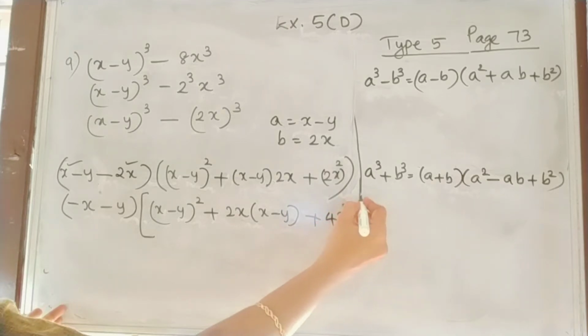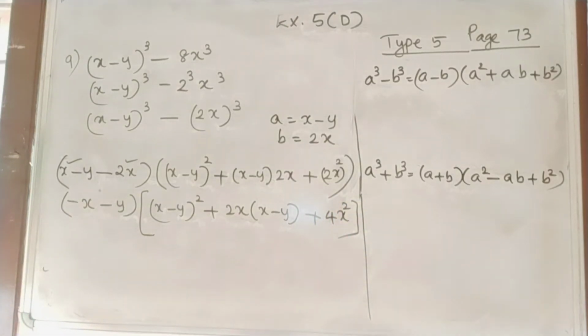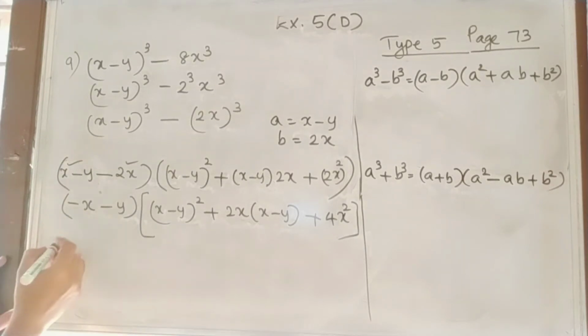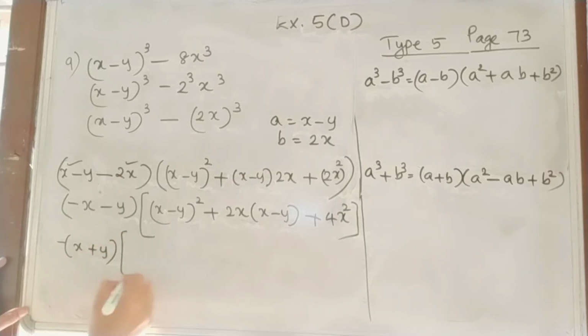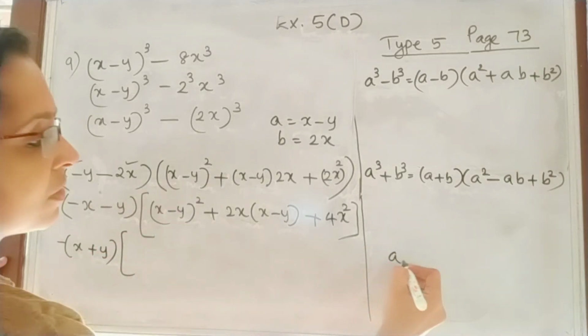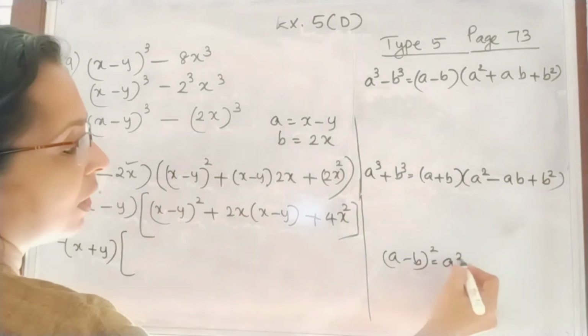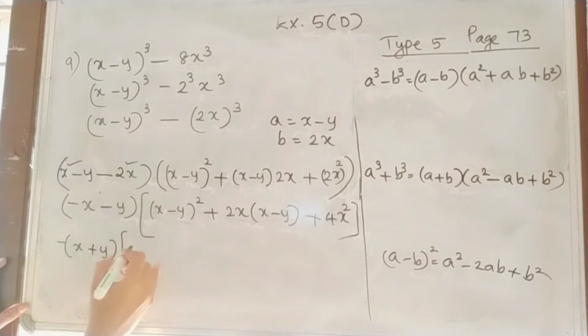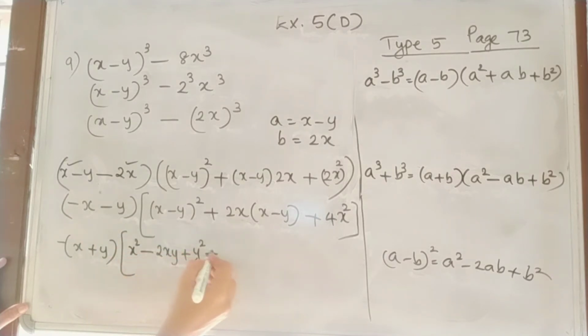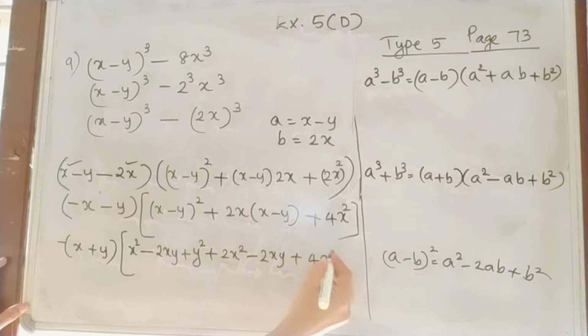which is 4x square. Okay. Then next step, you can take a negative common. So negative x plus y. Then expand this. A minus B whole square is what? A square minus 2AB plus B square. Same way, expand x minus y the whole square. It will be x square minus 2xy plus y square plus, change the bracket. So 2x into x, 2x square. Then 2x into y, that is negative 2xy, plus 4x square.